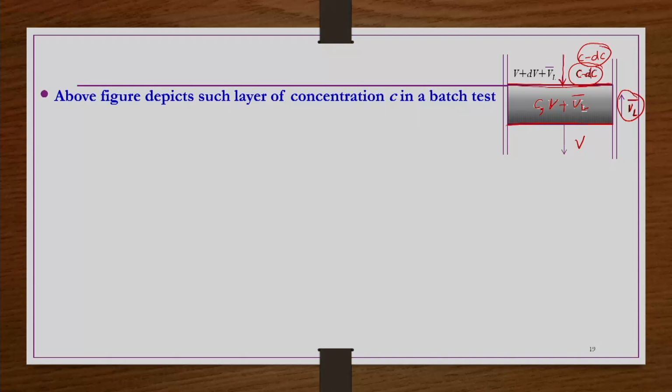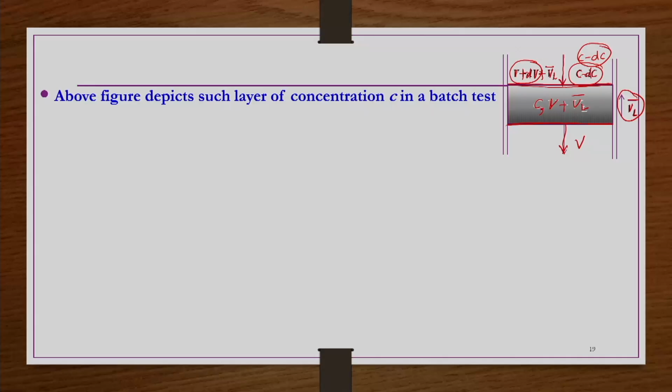The velocity of the particles entering this layer is V plus dV with respect to the column wall. But if you write the settling velocity of the particles with respect to the layer, since the layer is moving up, it should be added with VL bar. So, V plus dV is the settling velocity of the particles entering this layer, and V is the settling velocity of the particles leaving this layer.